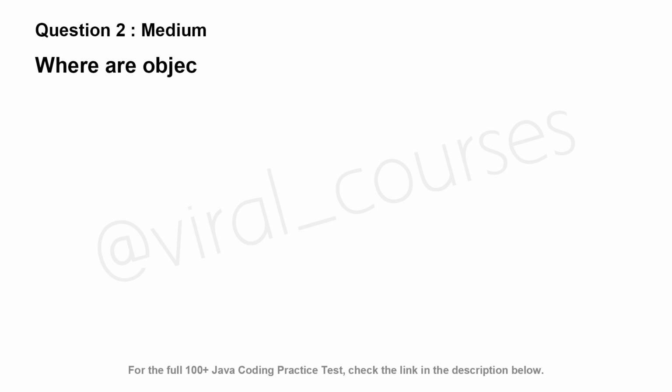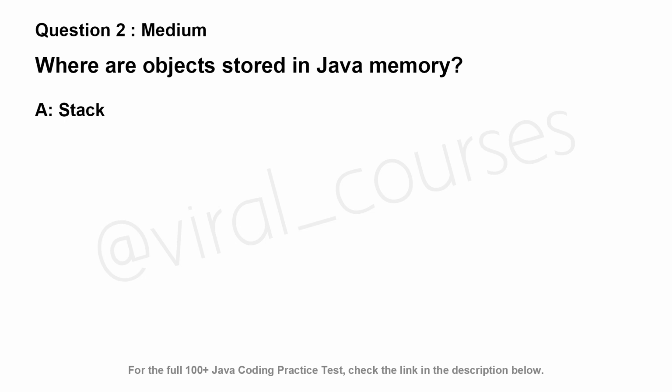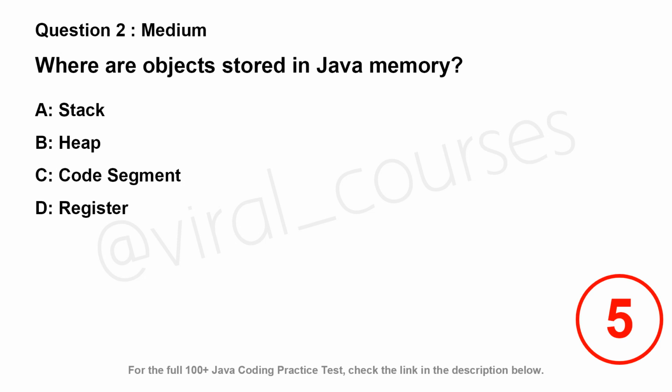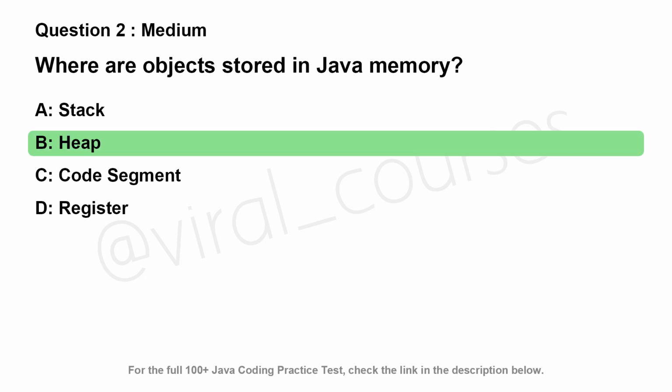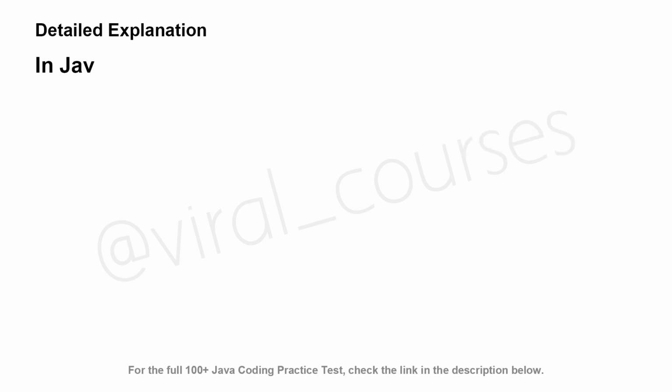Where are objects stored in Java memory? Option A, stack. Option B, heap. Option C, code segment. Option D, register. The correct answer is B. In Java, all objects are created on the heap memory.